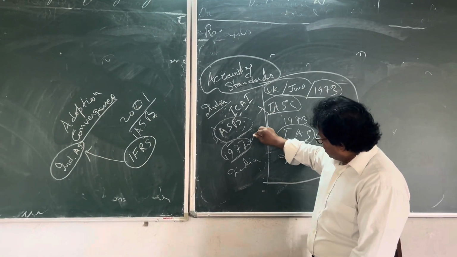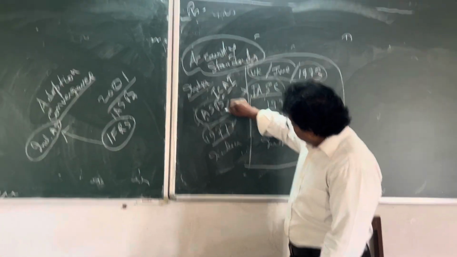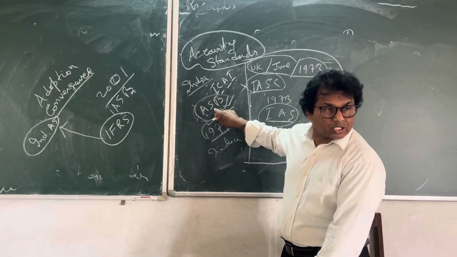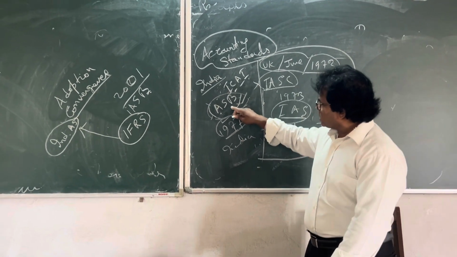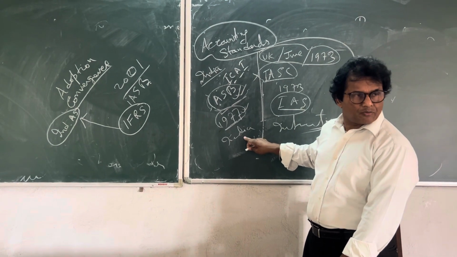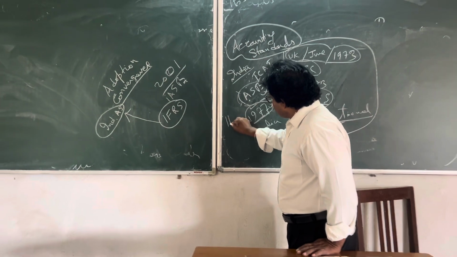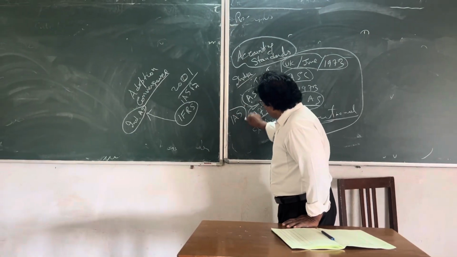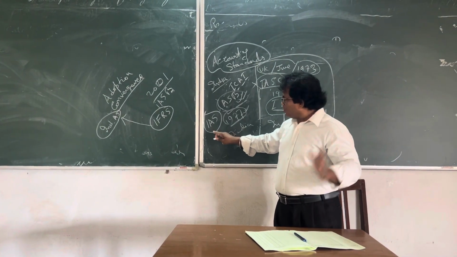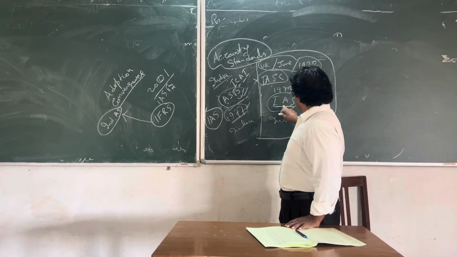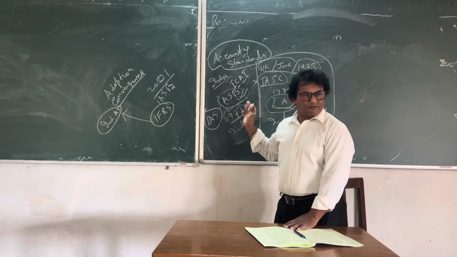In '77, can you read it? In '77, they formed this ASB. This is a board. In 1977, this ASB started formulating accounting standards for India, only for India. Now, if you call Indian accounting standard IAS, that is absolutely correct. But there will be some confusion between IAS and this IAS, because this is for international, this is for India. So there will be some confusion.